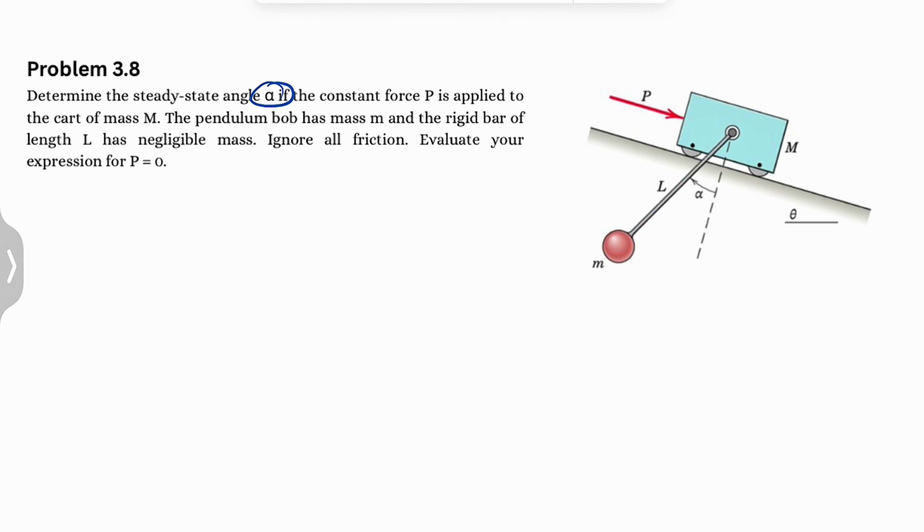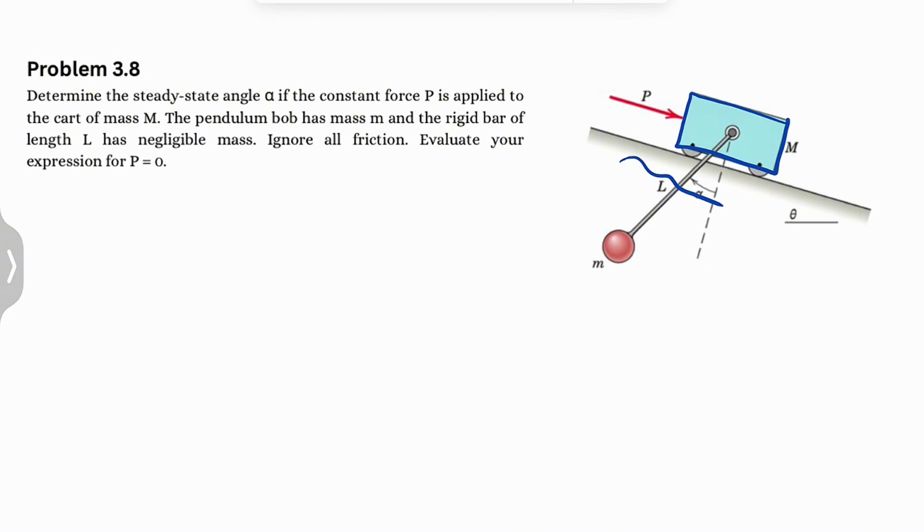So the bar does not have any mass, and we can ignore all the frictions, and we need to evaluate our expression when the force P is 0. So as always, our first step is free body diagram, and we have multiple options to draw the free body diagram. For the first one, we can draw the free body diagram for the cart.